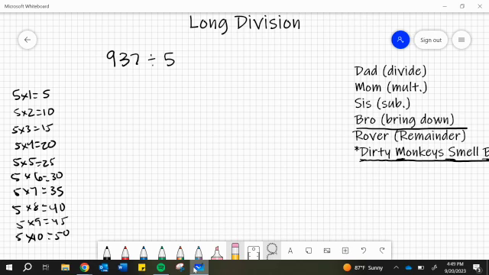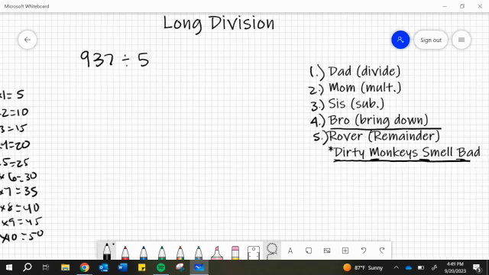Here are the steps that I listed on the side of how we're going to divide, and I call this my long division family, right? It starts off with dad for our first step. Our second step is mom for multiply, and our third step is sister or subtract. Our fourth step is our brother, our bro, bring down. And lastly, if needed, is our rover, our dog's name, or remainder.